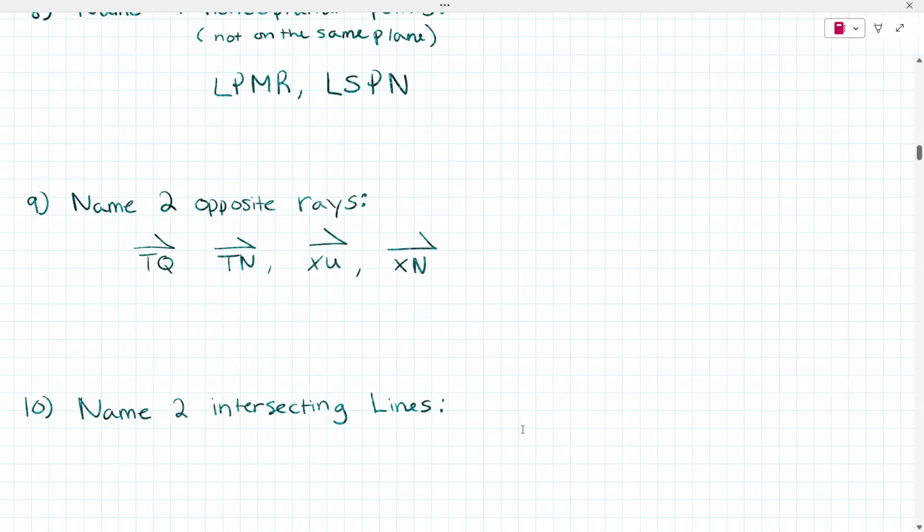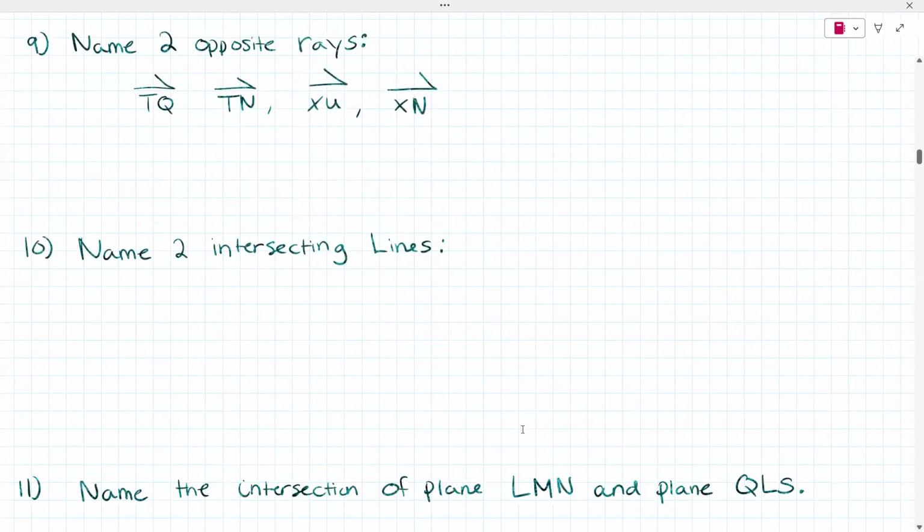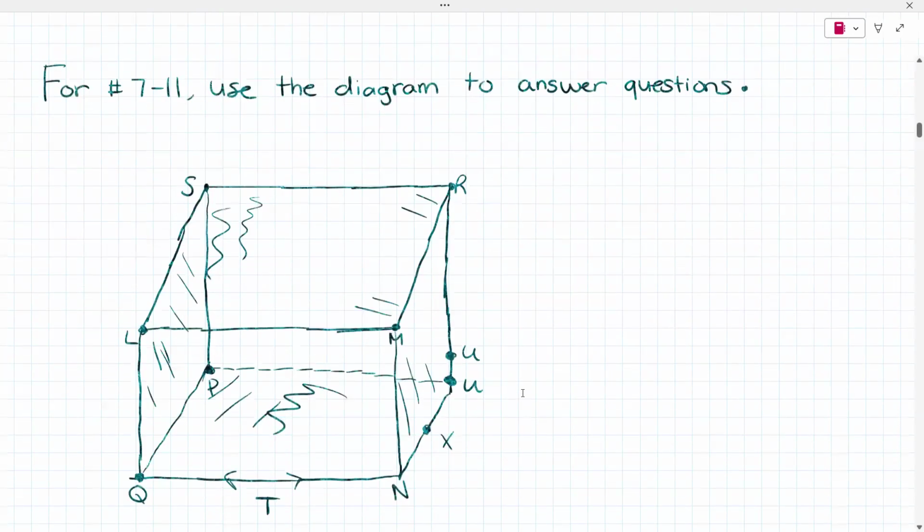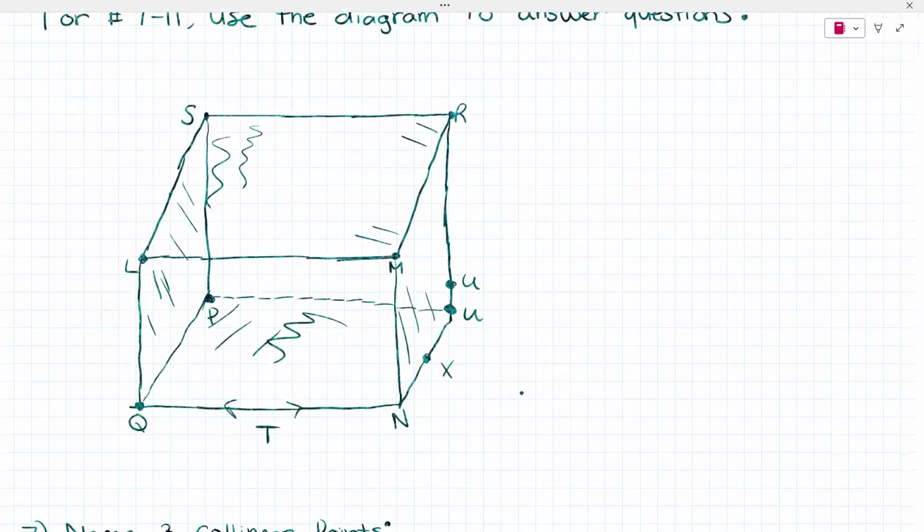Number 10 says name two intersecting lines. So answer may vary. So maybe ray QL and QN. There's probably more others, but one of them would be ray QL and QN.